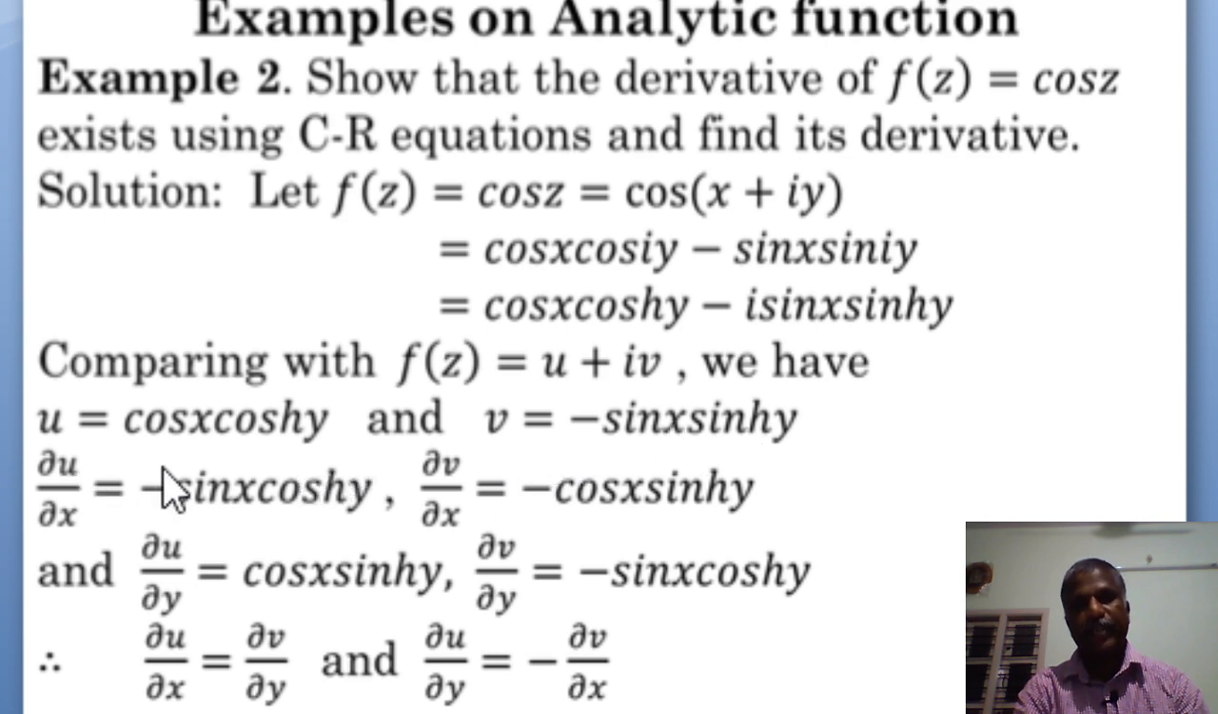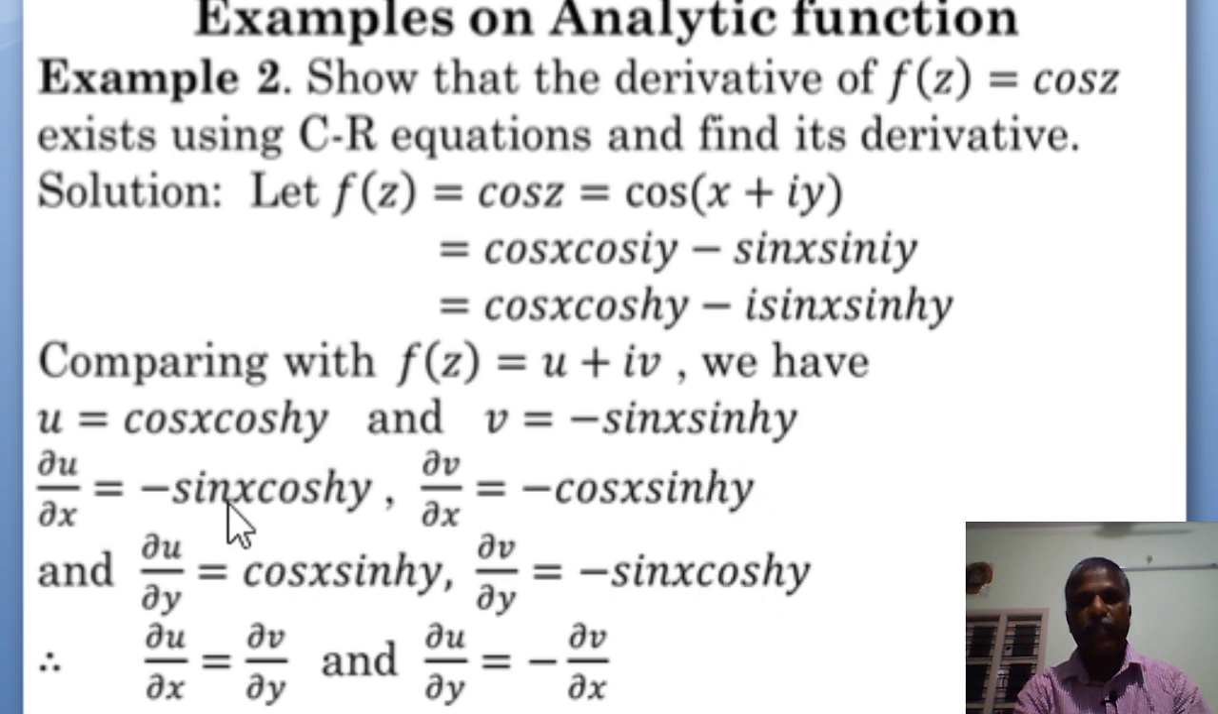So after finding u and v, you have to find the partial derivatives with respect to x and with respect to y. So here we get ∂u/∂x = minus sin x cosh y, and for ∂v/∂x, differentiation of sin x is cos x, so the minus sign you have to keep as it is. And similarly ∂u/∂y, differentiation with respect to y, cosh y differentiates to sinh y, and similarly sinh y differentiates to cosh y.